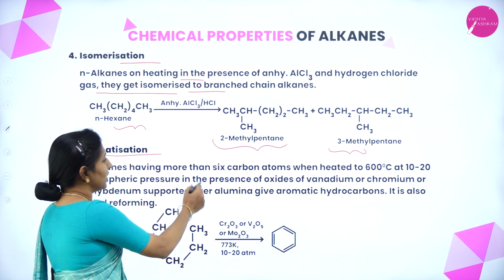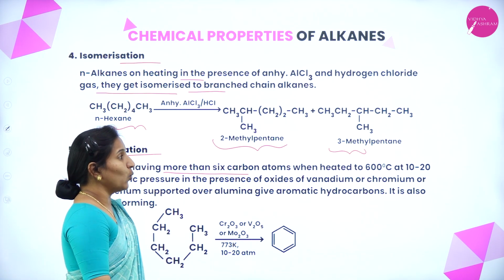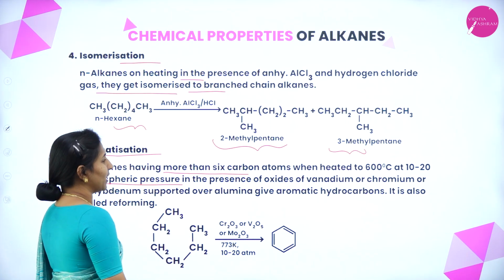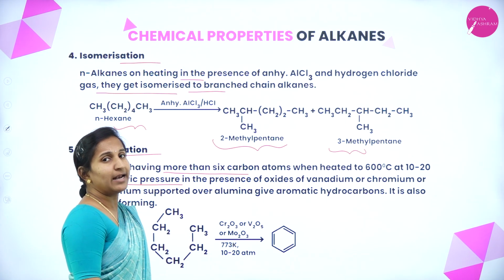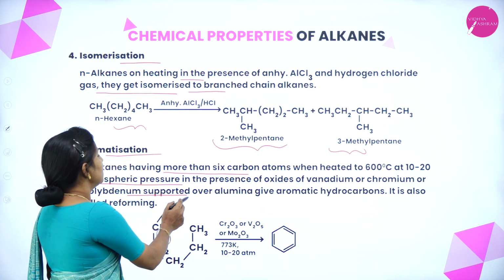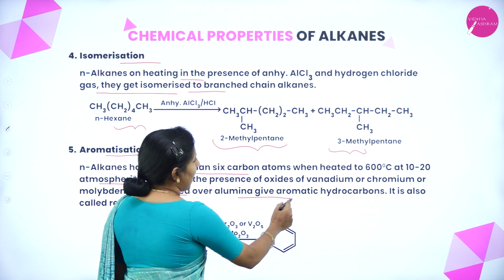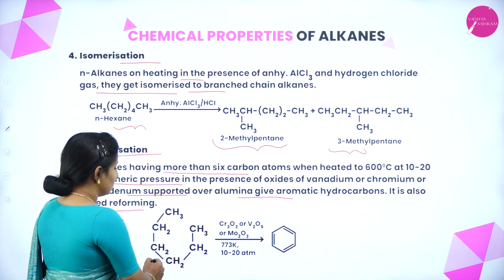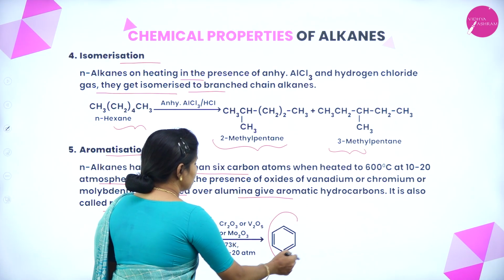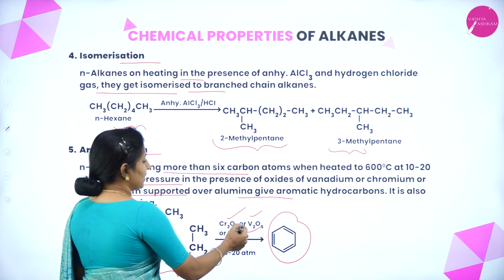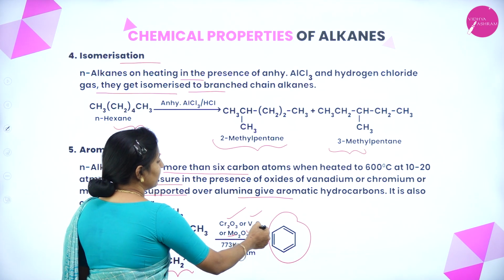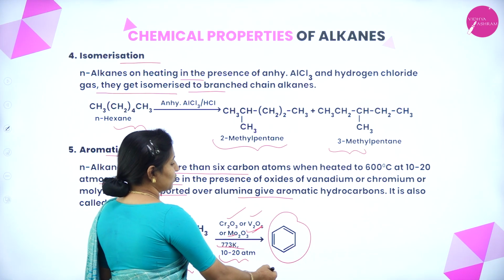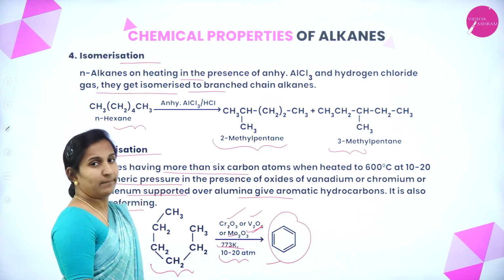Aromatization. N-alkanes with more than 6 carbon atoms, when heated to 600 degrees Celsius at 10 to 20 atmospheric pressure in the presence of oxides of vanadium, chromium or molybdenum supported over alumina, give aromatic hydrocarbons. It is also called reforming. So this is n-hexane in the presence of these catalysts, that is chromium oxide, molybdenum oxide, vanadium pentoxide, at 773 Kelvin and 10 to 20 atmospheric pressure, giving an aromatic ring like benzene.